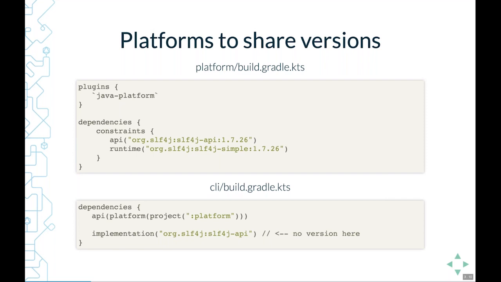And then what happens is that one of my projects, the CLI project, in its build file, depends on the platform by doing that api platform(project(...)) notation, and then can say, I want the dependency SLF4J API as an implementation dependency without specifying a version. And the version is actually provided by the platform. And so here we see one of the features of the constraints, which is their transitive aspect.